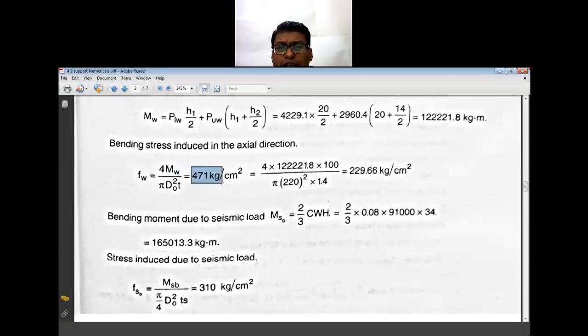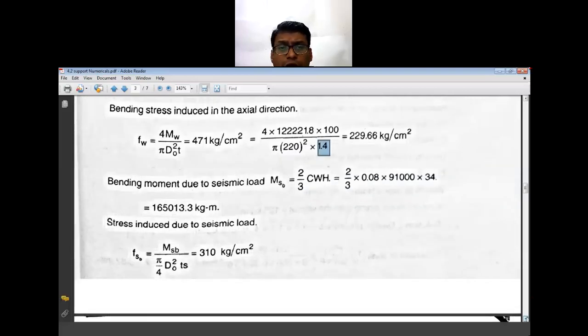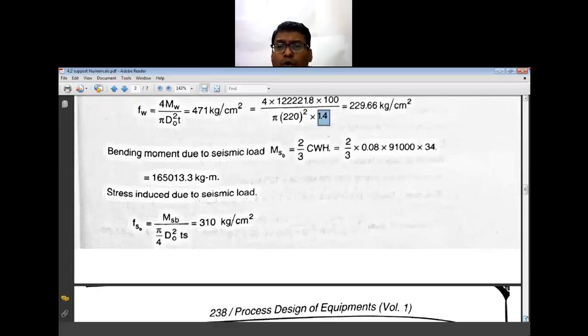That is PLW into H1 by 2 plus PUW into bracket H1 plus H2 by 2, which is going to give you 42291 into the H1 by 2, and this 2960.4, that is nothing but PUW into the H1 plus H2 by 2, that is 14 by 2. So this will be in terms of kg meter, this bending moment.